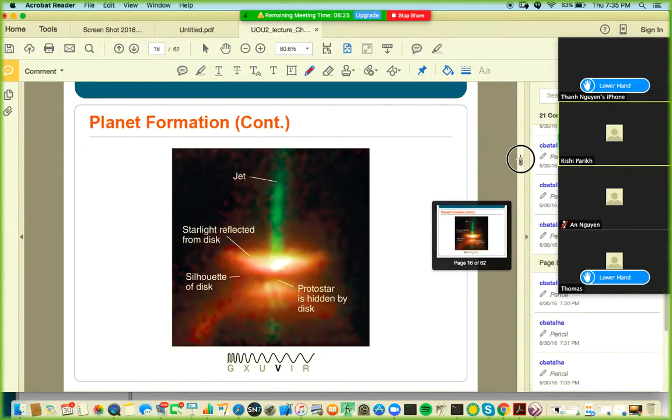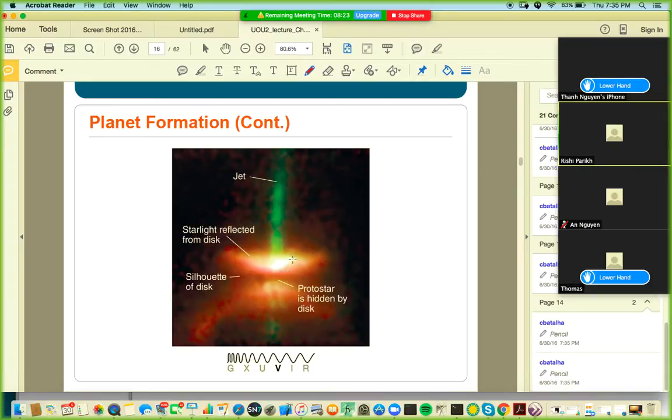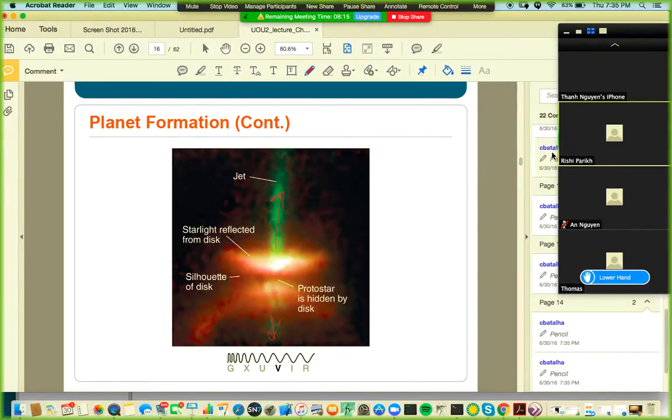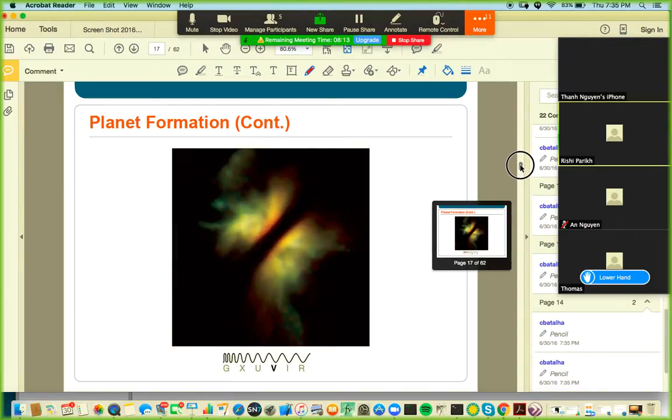Now you have more pictures. That's a nice picture of a circumstellar disk we are seeing edge on, and this bipolar flow that comes out of this newly formed star. Another picture of a star-forming region.